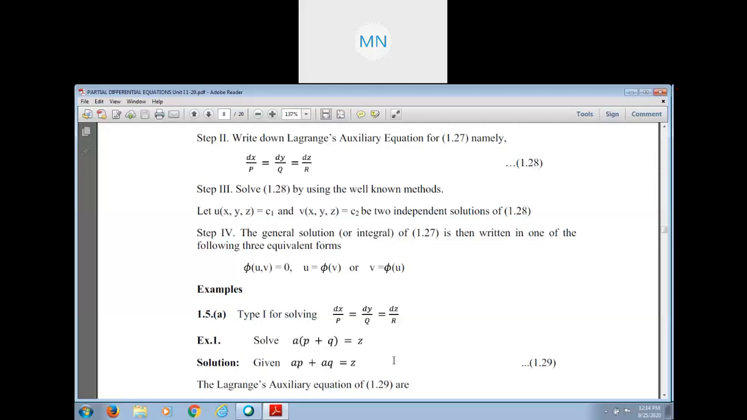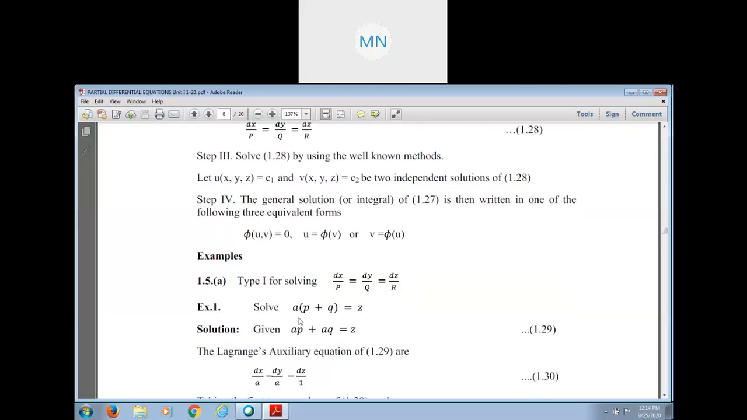Remember, if small p and q arise, then you have to use the Lagrange method. Here small p and q, and this one is z. So what is the Lagrange auxiliary equation? dx by P. Here P is what? Capital P is, see this equation, A into p plus q equals z, and this one will be ap plus aq equals z. Here tell me, what is capital P?